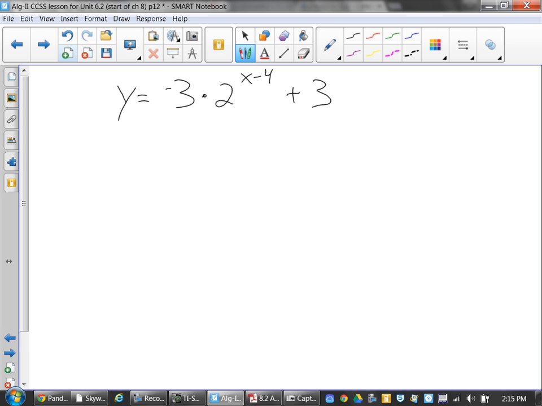If I'm looking at this problem here, you can tell me right off the bat, without doing any work, growth or decay. It's growth, because b is above 1, more than 1. Why is it growth? What's your b value? 2. Two, more than one. Okay.